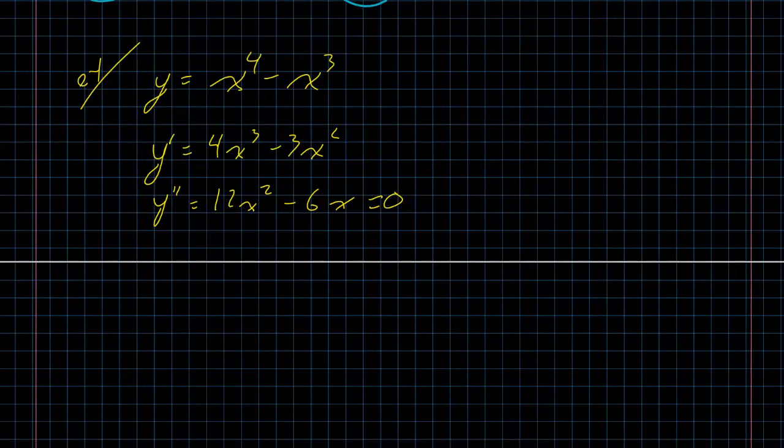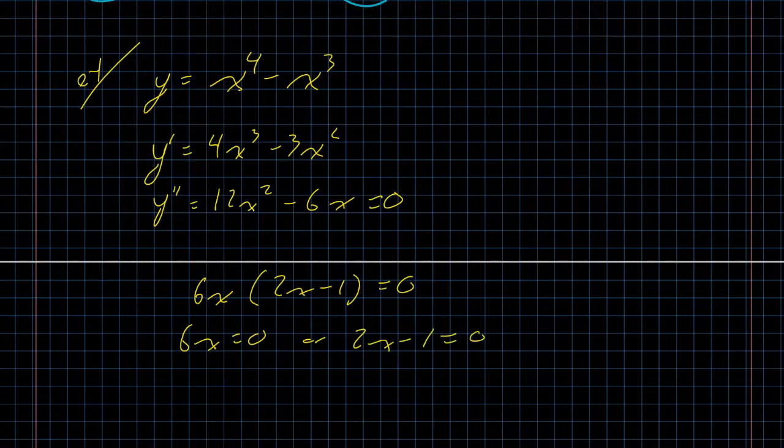Well, I can factor out a 6x, and when I do that, it leaves behind 2x minus 1. Which means that we're going to have 2 points of inflection here. One when x is equal to 0, and one when x is equal to 1/2.